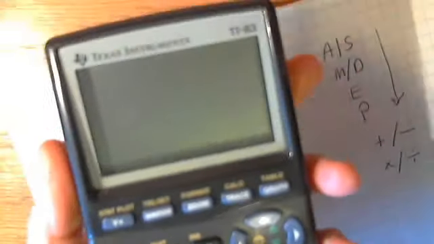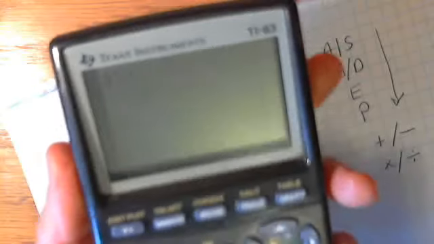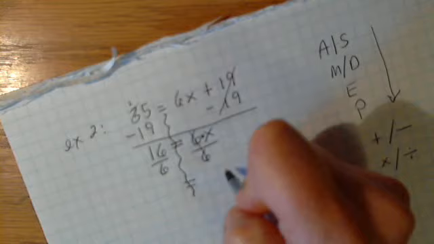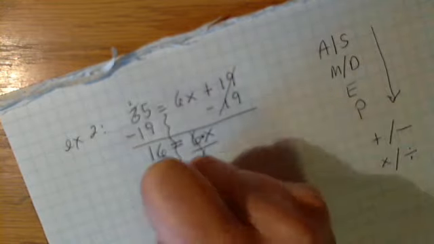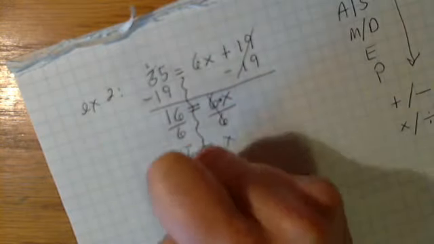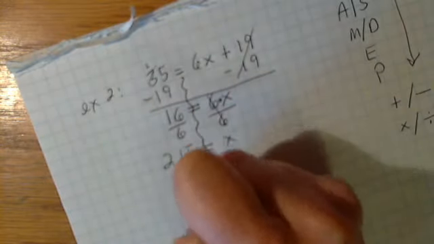So grab a calculator. I just happen to have this one handy. And I'm going to do 16 divided by 6. And I get 2.666666 with a 7 on the end of it. Now, over here I've got x alone, and here I got 2.666 repeating. Now, for those of you that know your fractional amounts by heart, this is really just 2 2/3.